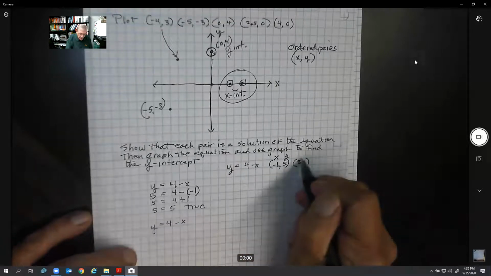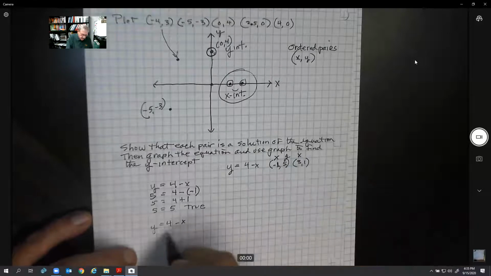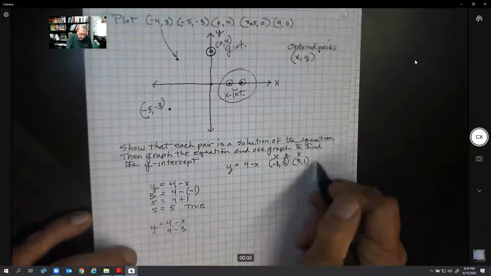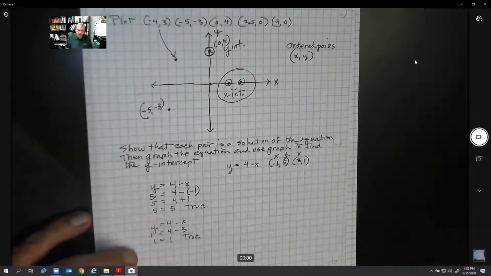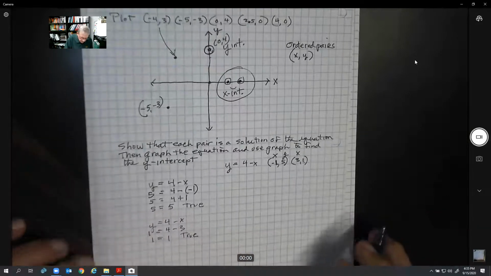So it's important that we put them in the right place. x is 3, and y is 1. And that looks like a true statement also, huh? So these are 2 points on this graph. This graph is made up of millions of points.